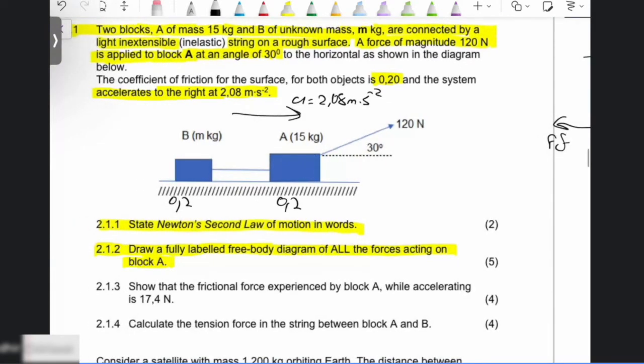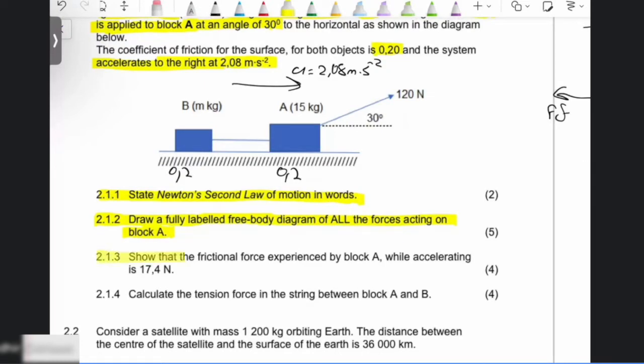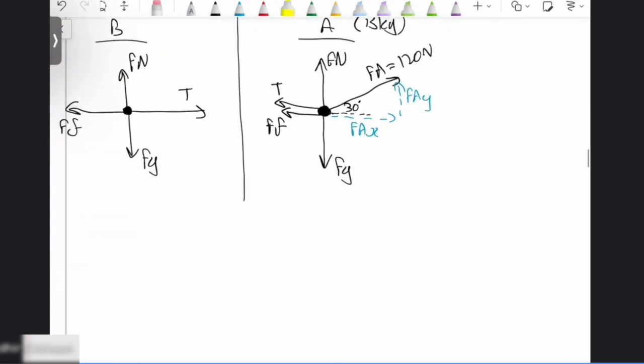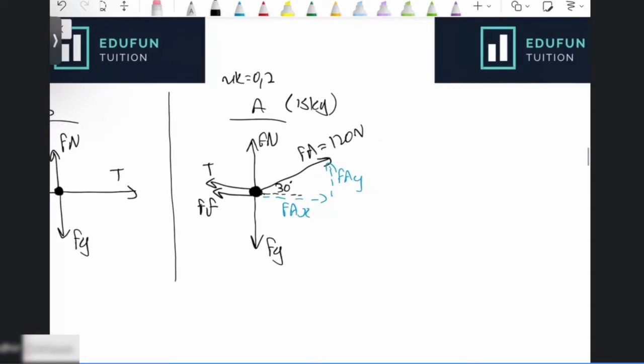Obviously, we didn't have to. We just needed to draw it for A. Then it says that we need to show that the frictional force experienced by block A while accelerating is 17.4 newtons. So this is actually pretty simple. They want us to prove that the frictional force on A is 17.4. Now remember, for A, they've told us that our coefficient of kinetic friction is 0.2. So to calculate the actual friction, it's really simple.